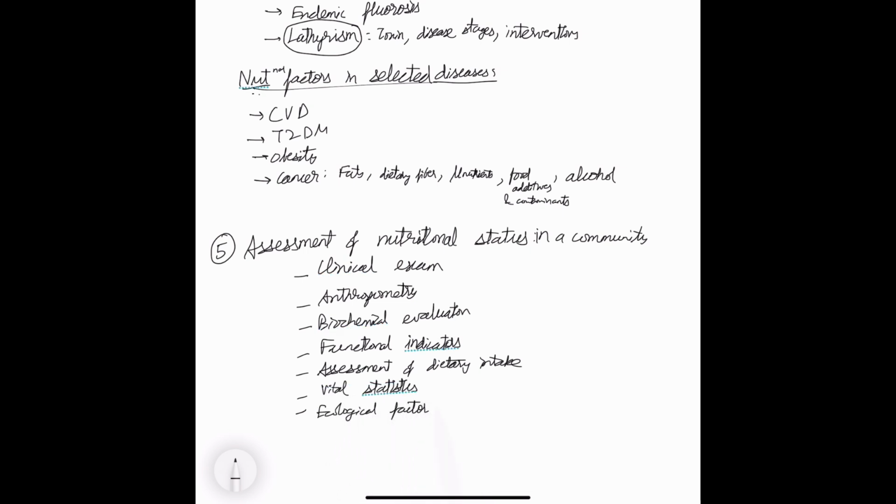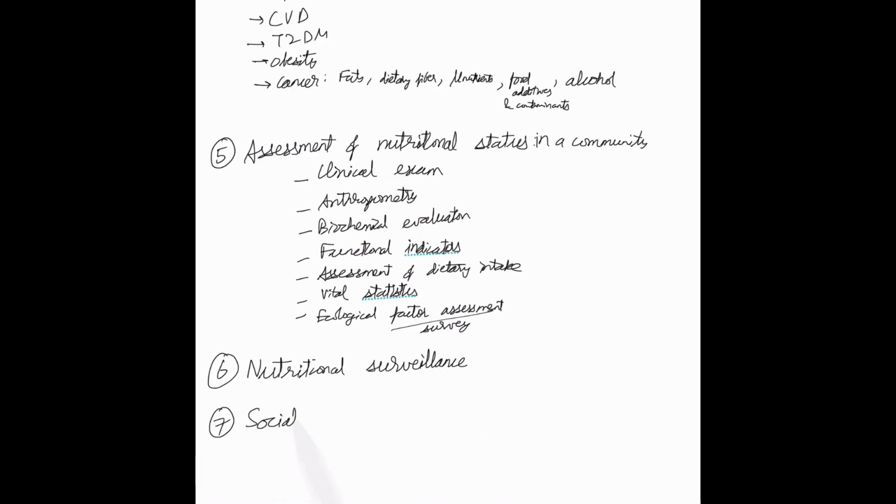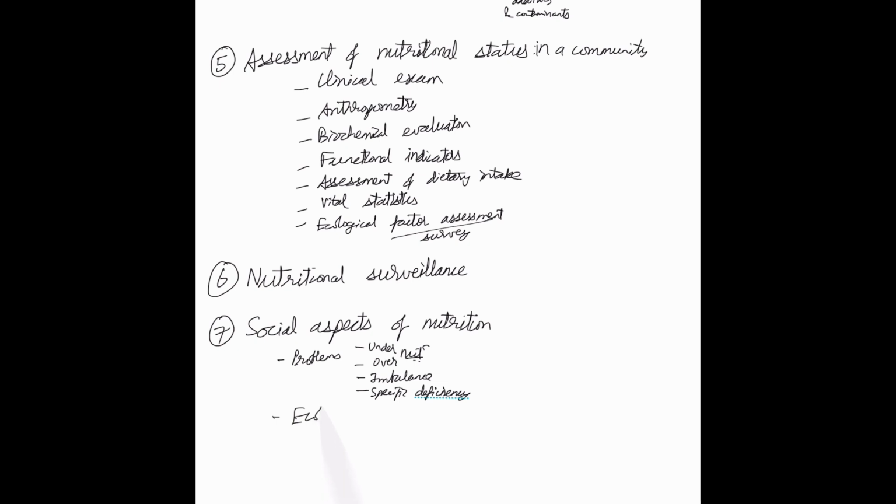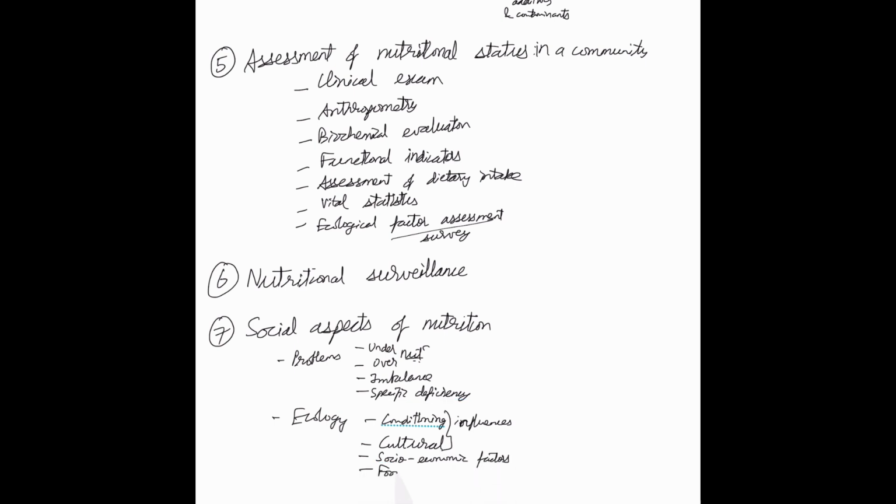Then we move on to the social aspects of nutrition. What are the various problems affected by social aspects like undernutrition, overnutrition, an imbalance in the distribution of nutrient rich foods in a community, and the specific deficiencies? And then ecological factors like conditioning and cultural influences, socio-economic factors, food production, and availability of health and other services like nutritional surveillance, nutritional rehabilitation, nutritional supplementation, and health education. And how do we prevent the various measures at family, community, national, and international levels?